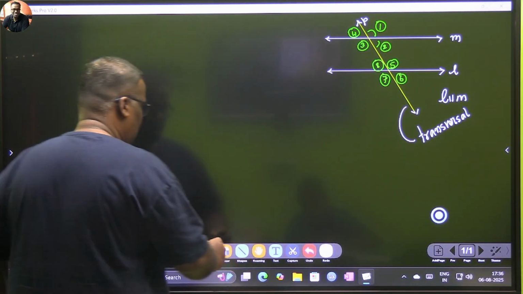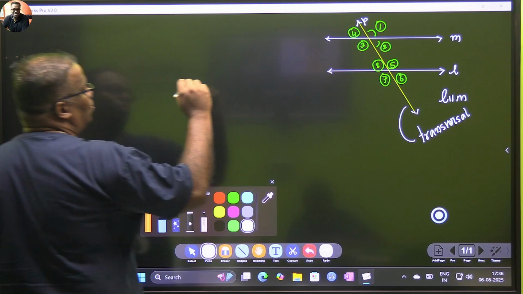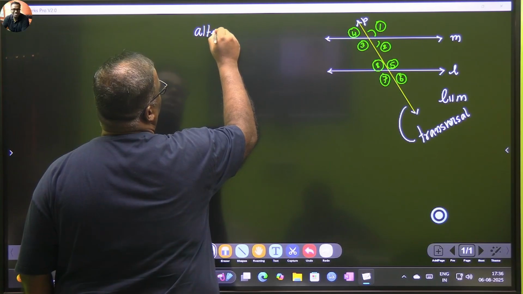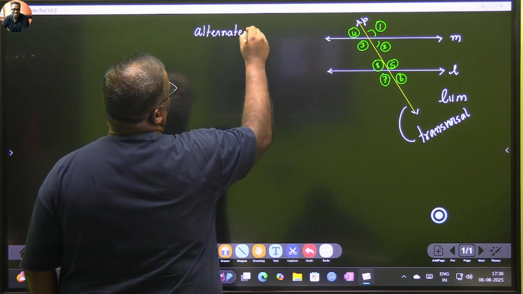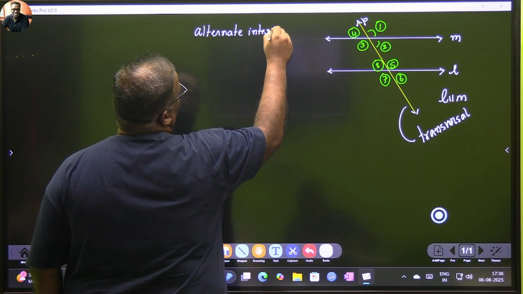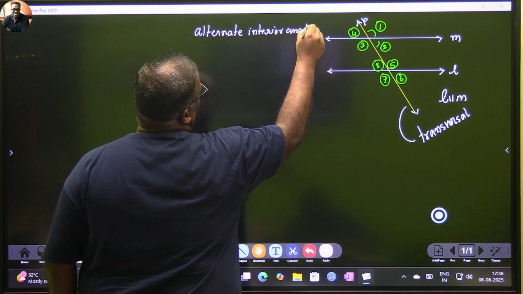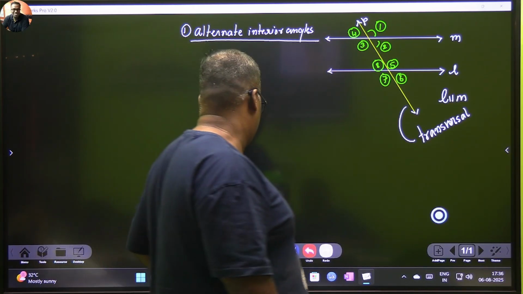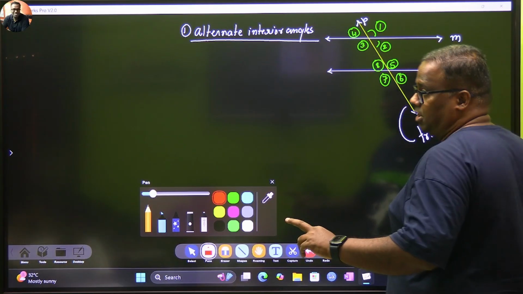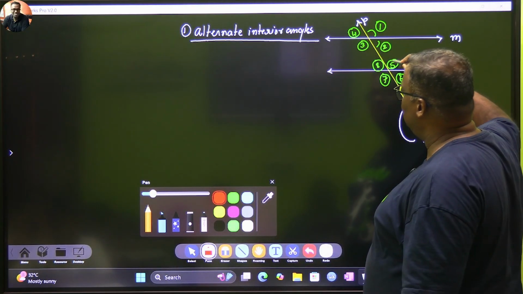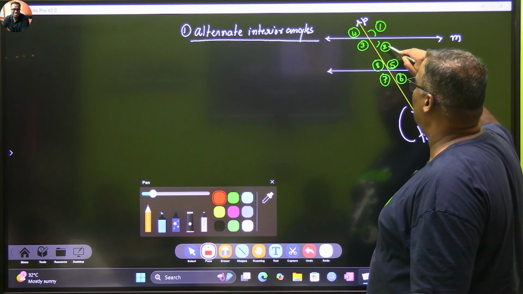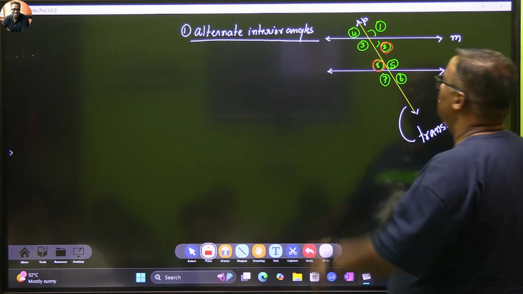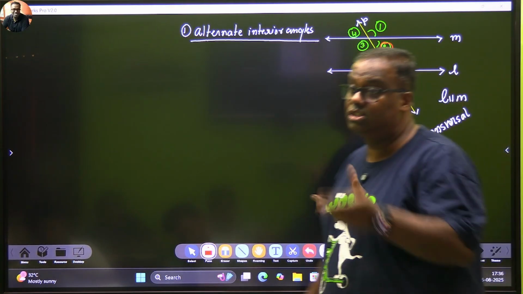Now, the first formations are known as the alternate interior angles. This is your first formation. So let's try to understand what an alternate interior angle is. I'm marking them. Alternate interior means the angles will be in the interior zone. Alternate means this angle and this angle, crisscross. Similarly, 3 and 5 are known as alternate interior angles.